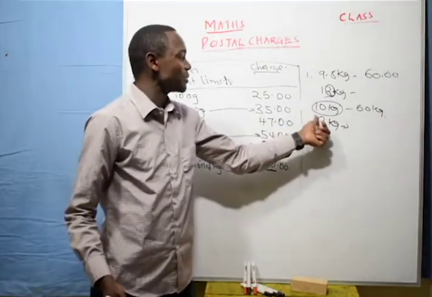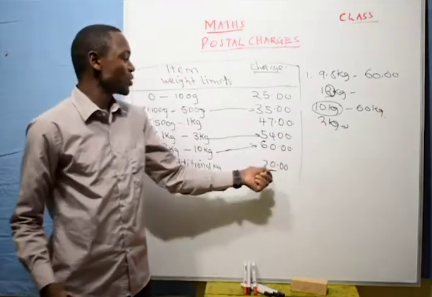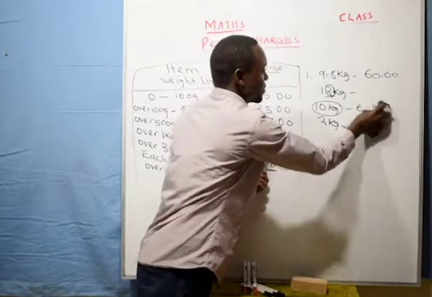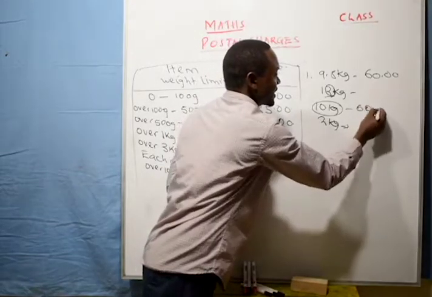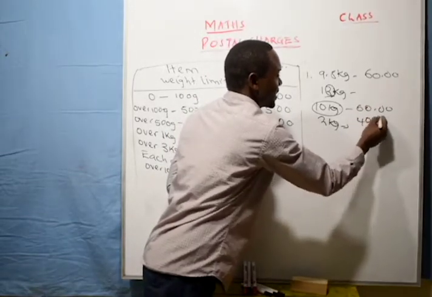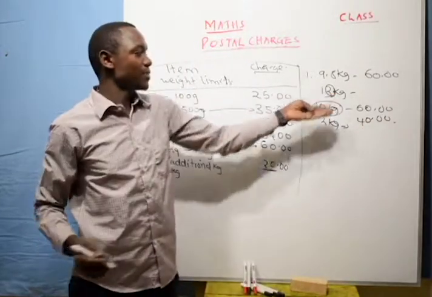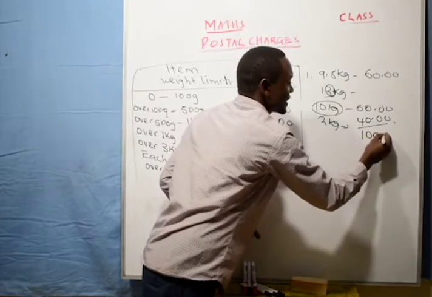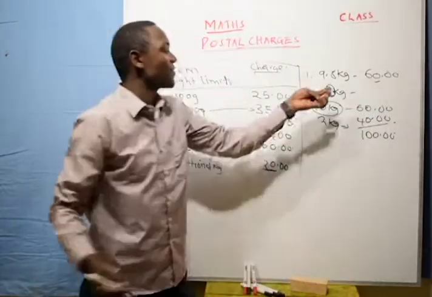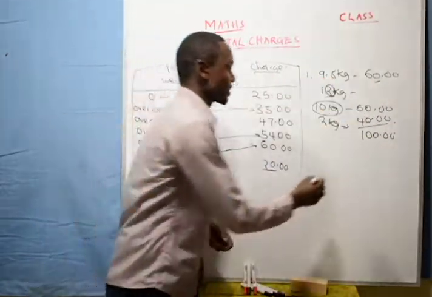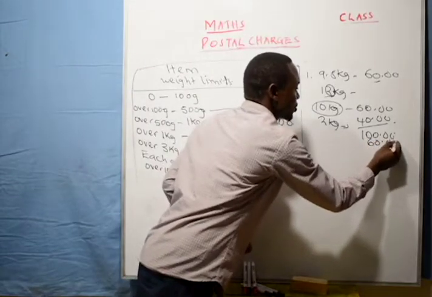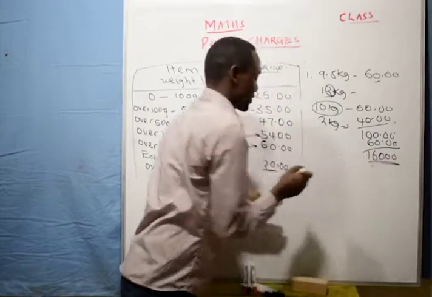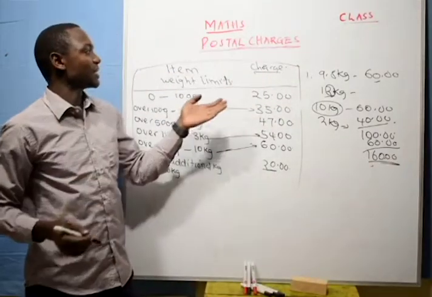So the additional kilograms here are 2. So this one will be a total of 40 shillings. So for the 12 kilogram parcel, this person will pay a total of 100 shillings. And remember, we have another one for 9.8 kilograms, so plus 60 shillings. So it will be a total of 160 shillings for posting the two parcels.